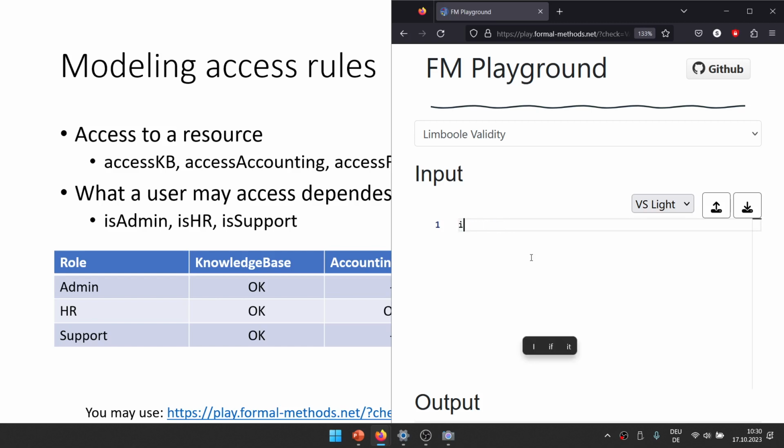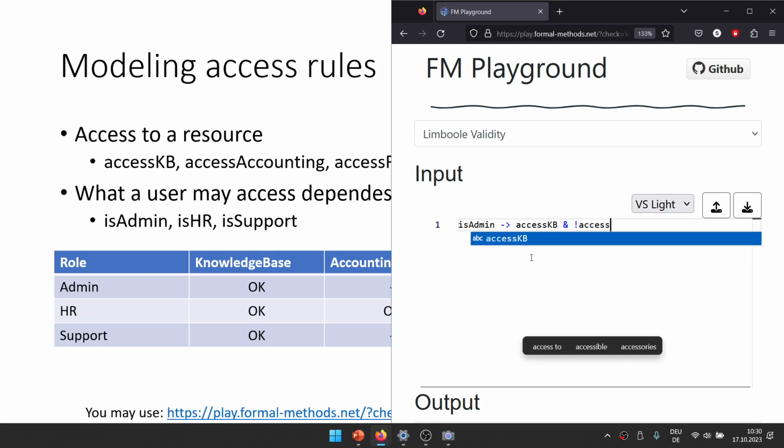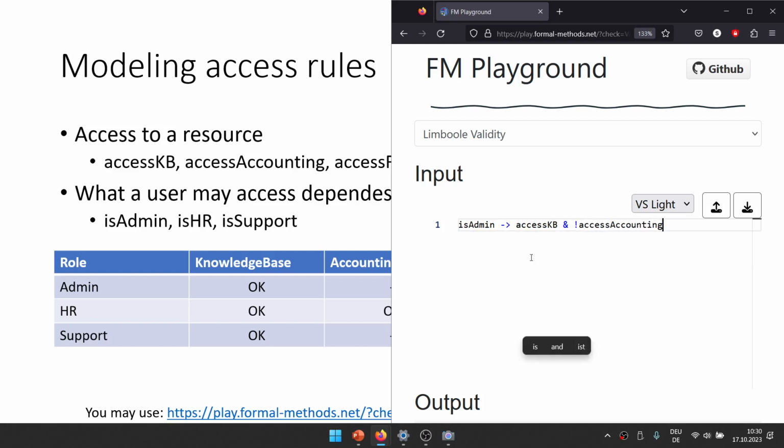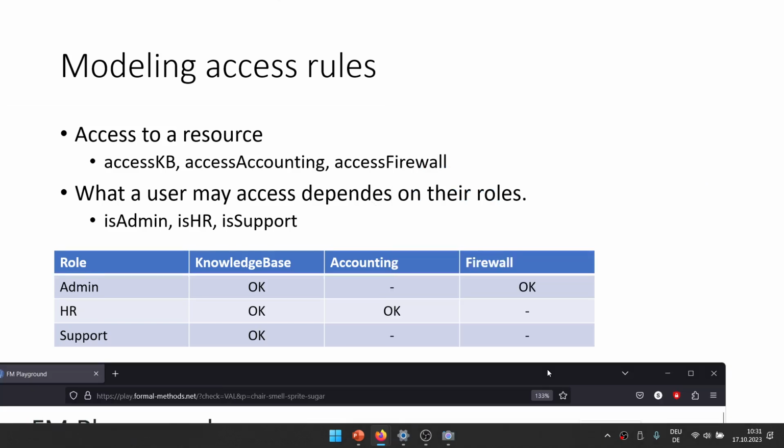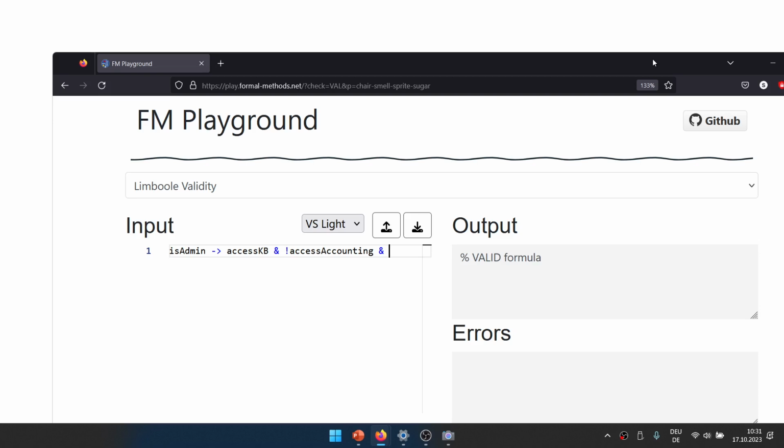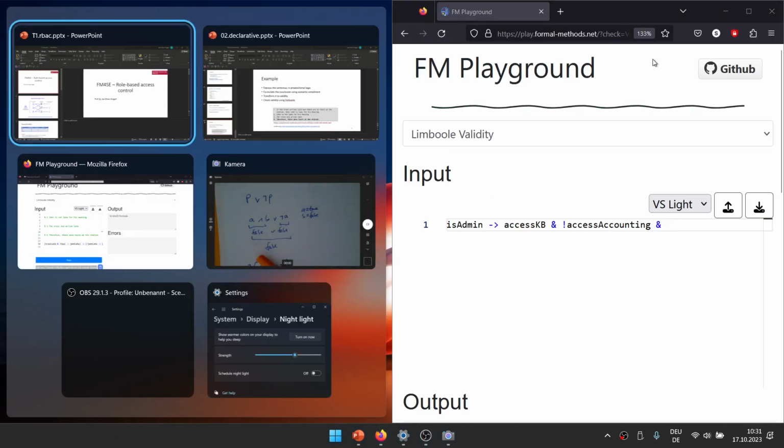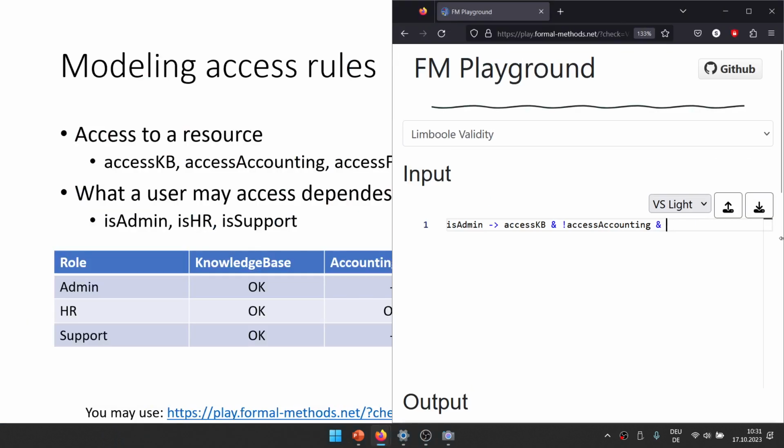I start with isadmin. Access table and not access approaches and not access. I'll just check. Access file.